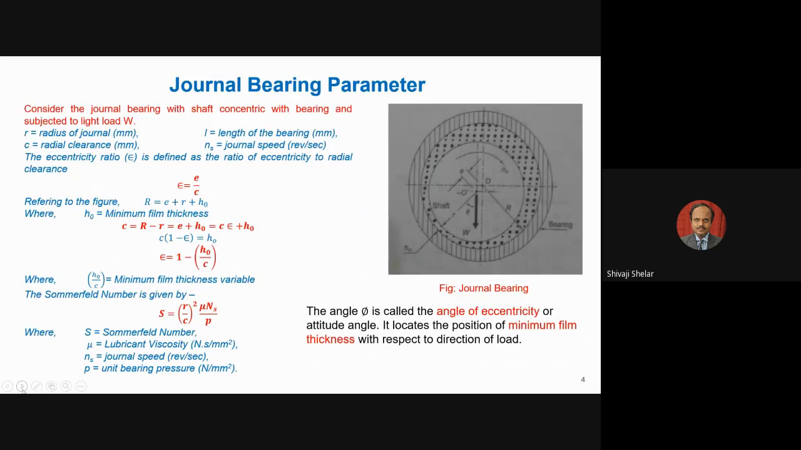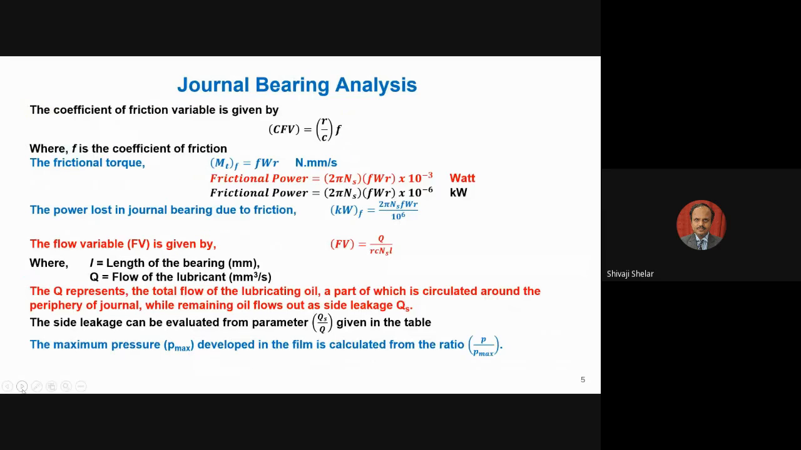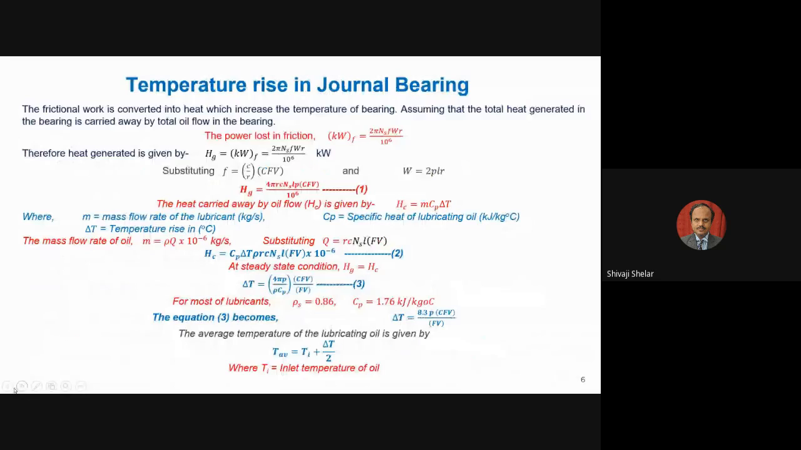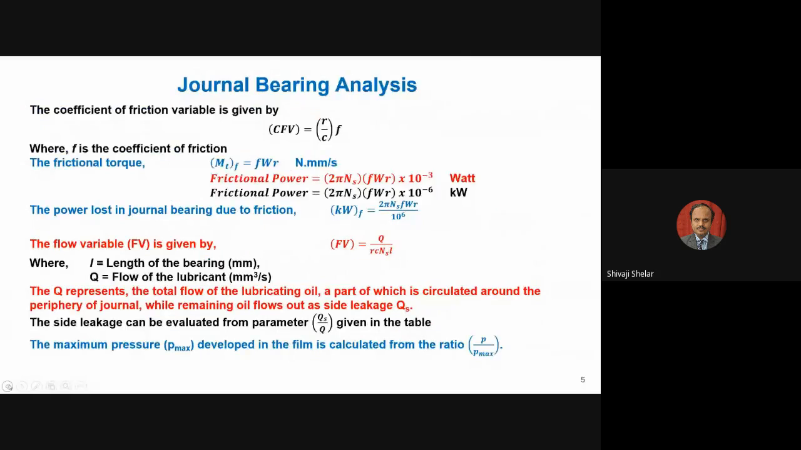Let's go to our remaining topic here. So we have learned journal bearing analysis till now. Now, when there is friction, there is a loss of power. Now, where is this power going? Let's go to the next slide.